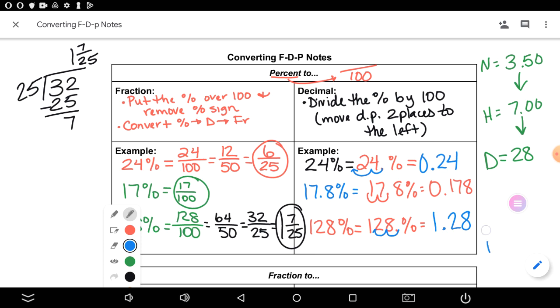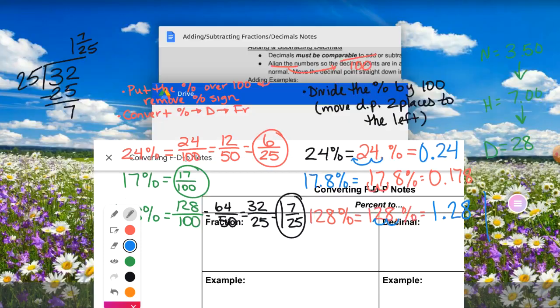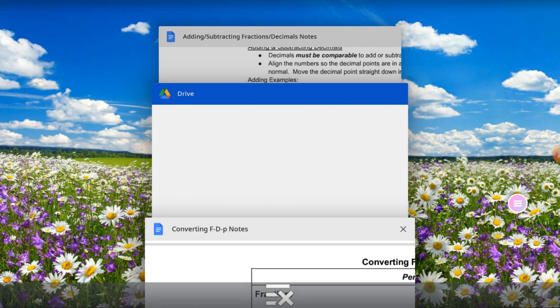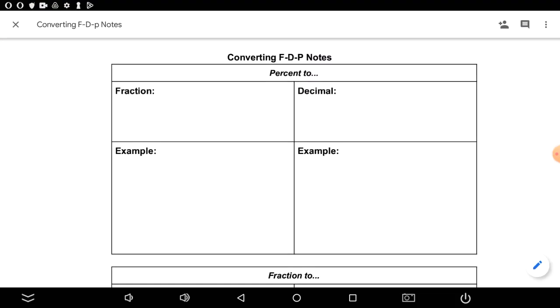I have to get rid of that bottom. I have to do this and then come back to it. I gotta get rid of that. There we go.